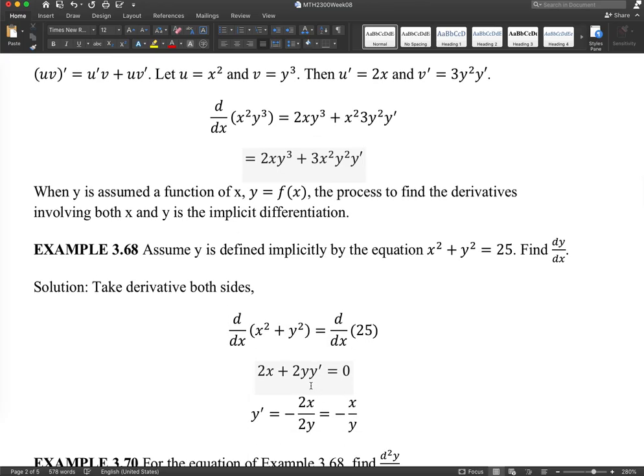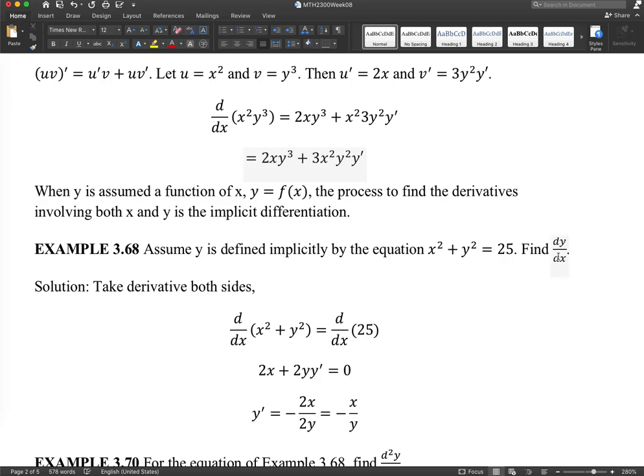And then take a look. What do we want to achieve? We want to find dy/dx. dy/dx is y prime, right? So from here, we can solve for y prime. y prime is dy/dx, which can also be simplified to negative x over y. That is the derivative. Implicit differentiation is to find the derivative implicitly, in the case y is implied as a function of x, and the derivative may also involve both x and y. Such a process is implicit differentiation.